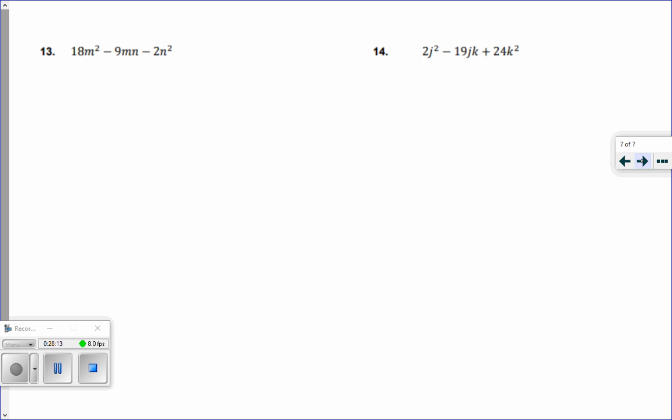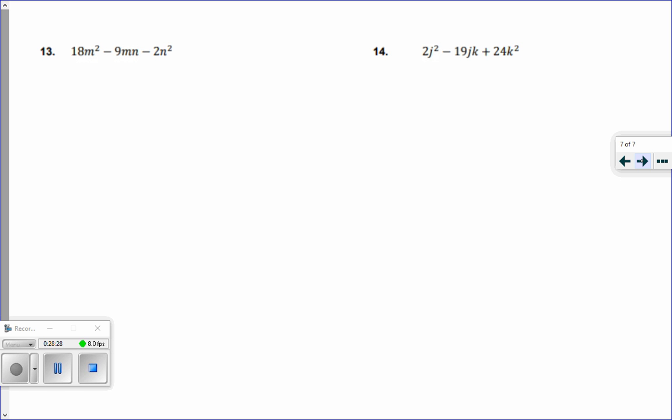So if you notice, 13 and 14, they have two different variables. And I want you to understand that that really doesn't change your steps in any way. You'll see that if you just follow the recipe, you'll still be able to bake this cake. Okay? So let's get started.